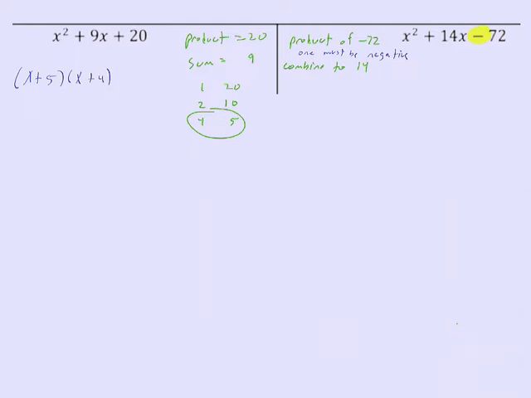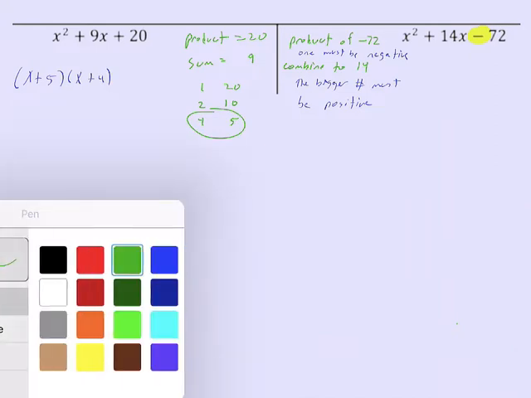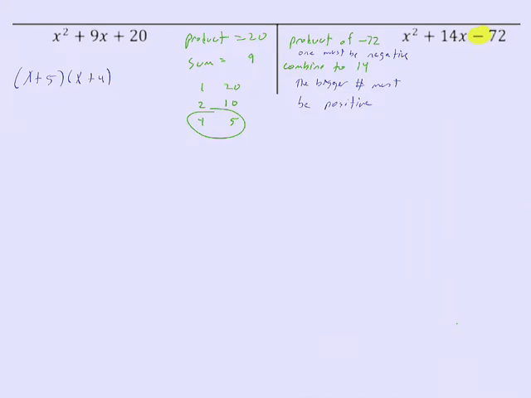Well, if they combine to make positive 14, that means the bigger number must be positive. So we need two numbers that combine to make 14 when you subtract them from each other to cancel out. The bigger one's going to be positive, the smaller one's going to be negative. If you look and you don't see it right away, that is fine. Give yourself 8 seconds or so, and if you don't see it, just start making the list. I promise it saves time in the long run if you make the list sooner rather than later.